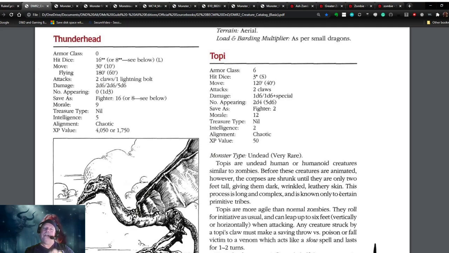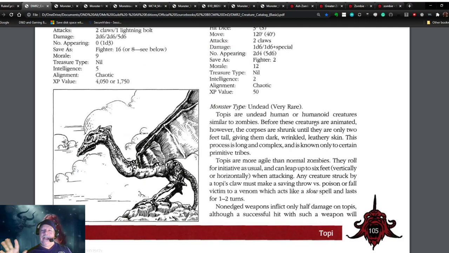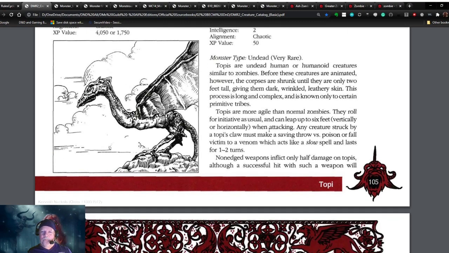And here we get our first interesting difference. There is a Topi. Topi has an armor class 6. It's a 3 hit die monster, and it moves 40 feet per round, and it attacks with 2 claws. So Topis are undead human or humanoid creatures similar to zombies, but before they're animated, their corpses are shrunk until they're only 2 feet tall, giving them a dark, wrinkled, leathery skin. And that process is known only to certain primitive tribes. They are more agile than normal zombies. They roll for initiative as usual, and they can leap up to 6 feet when attacking. Any creature struck by the claws must make a saving throw versus poison or fall victim to a venom, which acts like a slow spell for 1 or 2 turns.